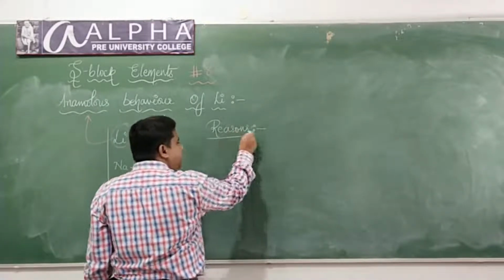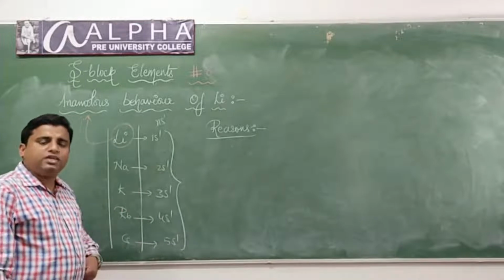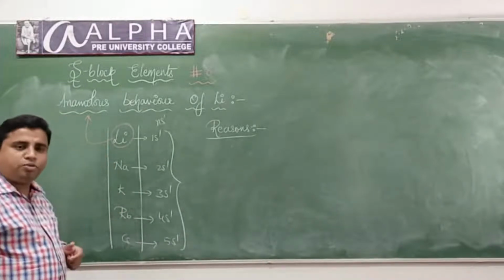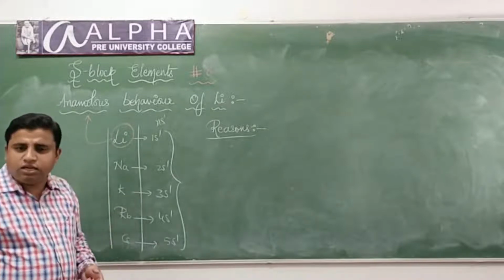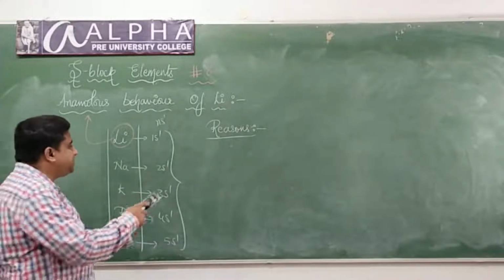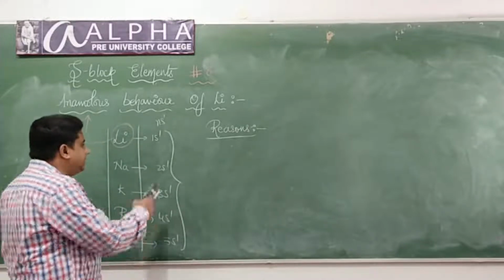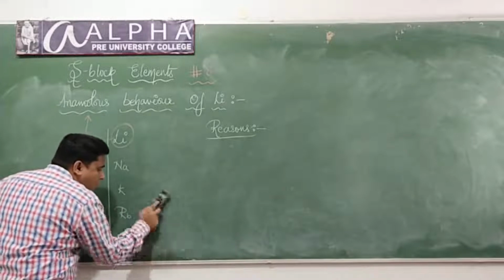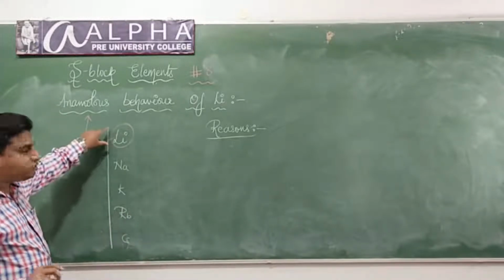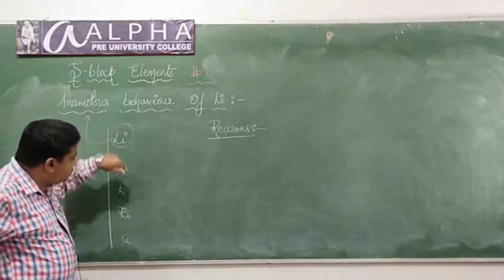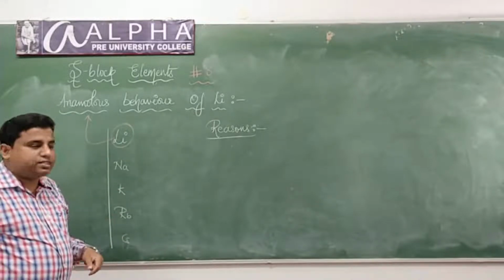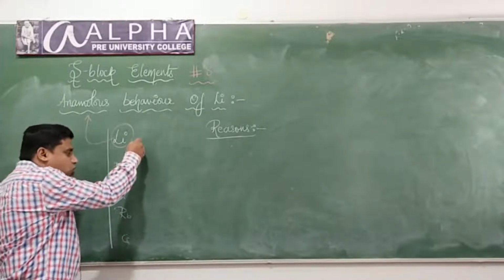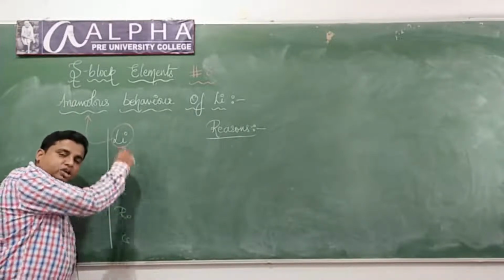Yes, there are so many reasons due to which the properties of lithium are different from the properties of the rest of the elements. What are those reasons? Look here. We know among alkali metals, lithium is the smallest atom, isn't it? As we go down the group, the size increases, atomic radius increases, ionic radius increases, etc. Correct? As we go down the group, atomic size increases.